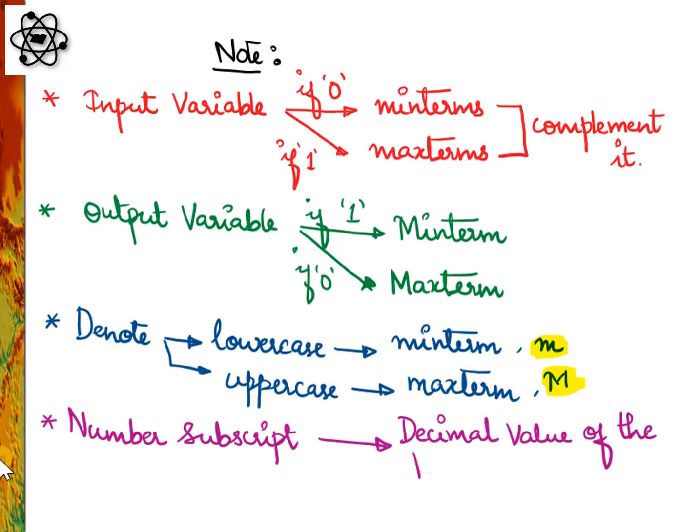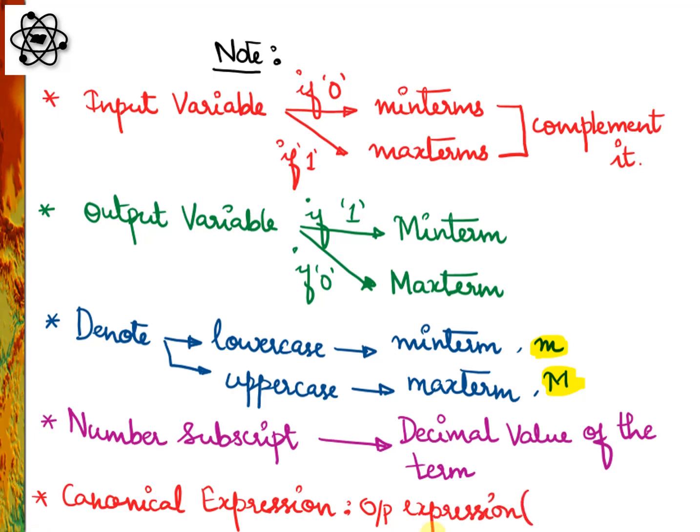Also, the number subscript will indicate the decimal value of the minterm. When an output equation is written in minterm or a max term, it will be referred to as the canonical expression.